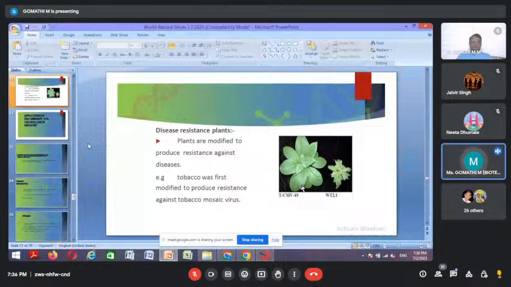The next is disease resistant plants. Plants are modified to produce resistance against diseases. One example is the tobacco plant, which was first modified to produce resistance against tobacco mosaic virus.